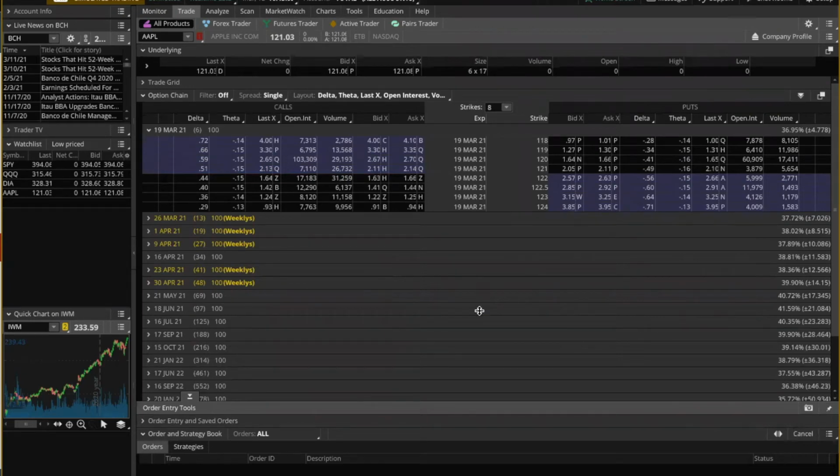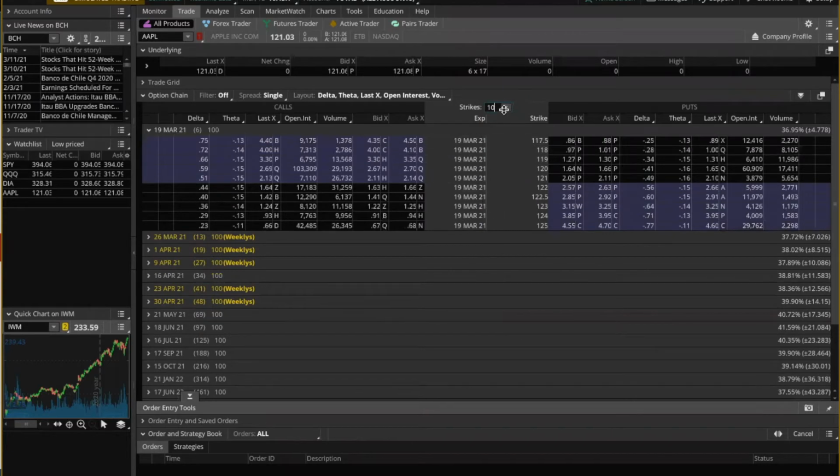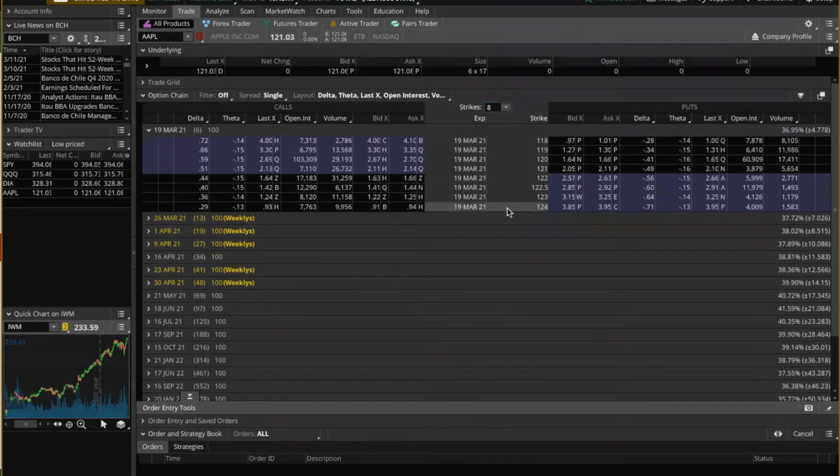So we're going to continue going over options. I know it could be a little bit confusing. So again, you could change the strike. This is just how many strikes you want to see. And again, strikes, what that means is the price of the actual stock. So $118 a share, $119, $120.